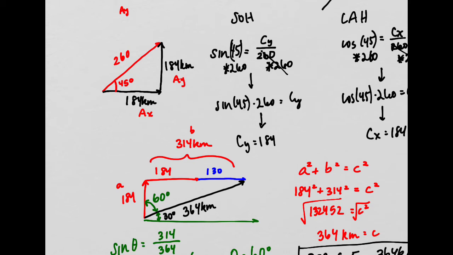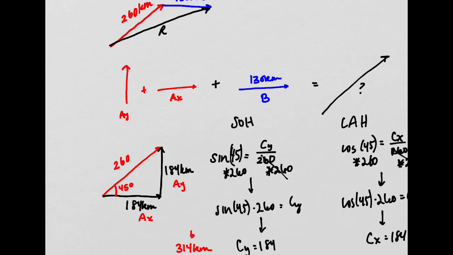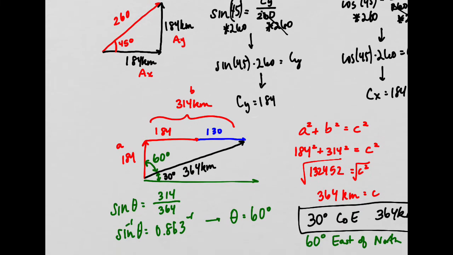No. Sorry. Scratch that. I used the trigonometric method in order to solve for this. And then once I knew these two, I had 184 kilometers and 184 kilometers. What I did then is I added those here, down here, to B, right?